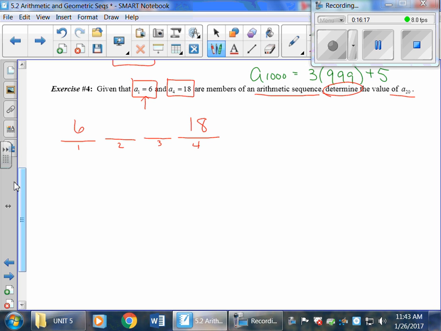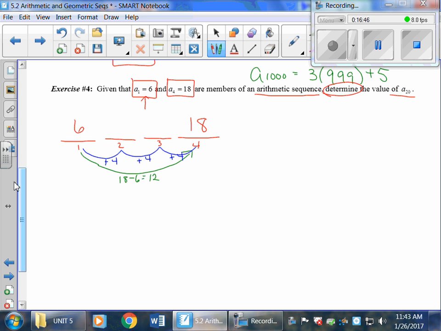Well, I know that from here to here is 18 minus 6, which is 12, right? So now if you consider 12, I have to break that up into 1, 2, 3. So if I'm going to break 12 up, what do I have to add each time? I add 4, 4, and 4. Do I get the same?